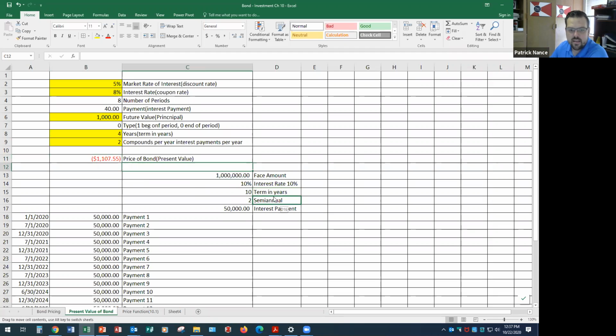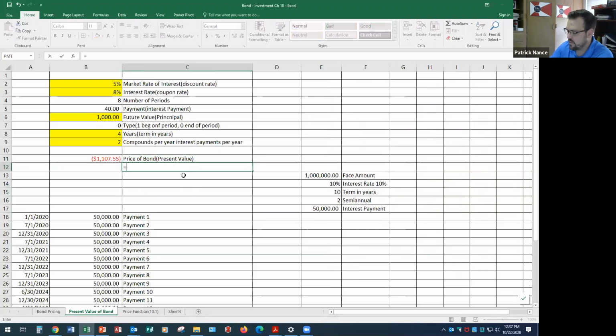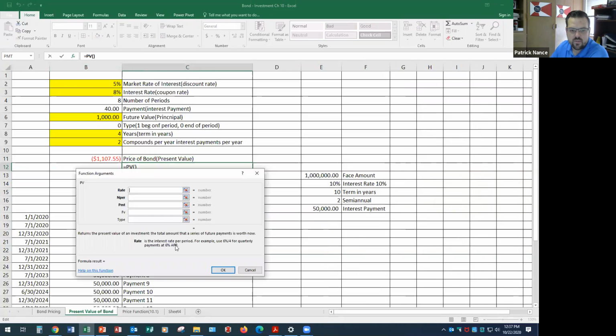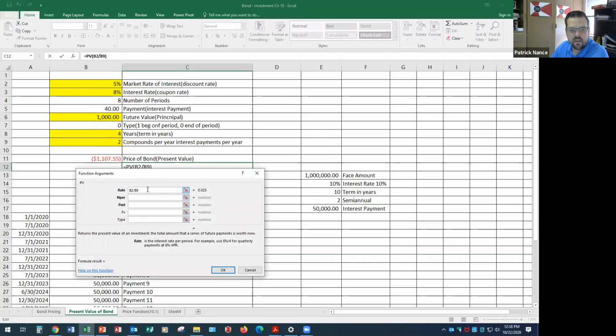So I'm going to rewrite this function so that you can see how it's written, so you can hopefully write it for yourself. This present value of a bond calculation. So I'm going to go equals PV. And I'm going to open my f(x) function because it's easier to see. So the first thing is the rate. The interest rate is the interest rate per period. For example, 6% divided by 4 for quarterly payments. Well, this is semi-annual. So I'm going to take the market rate of interest divided by the 2 compounds per year.